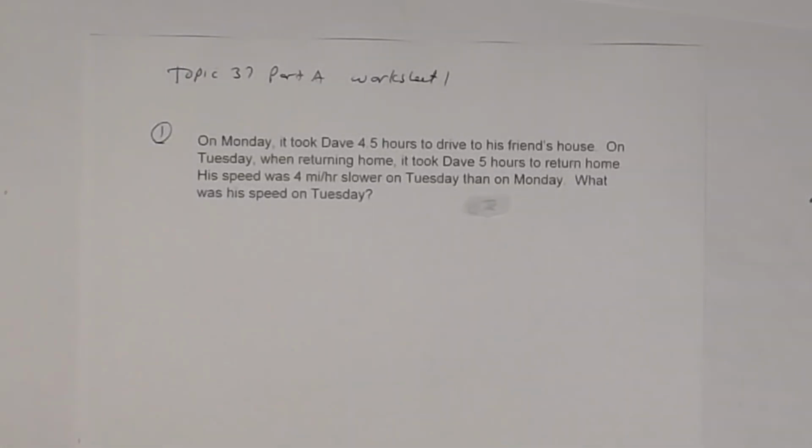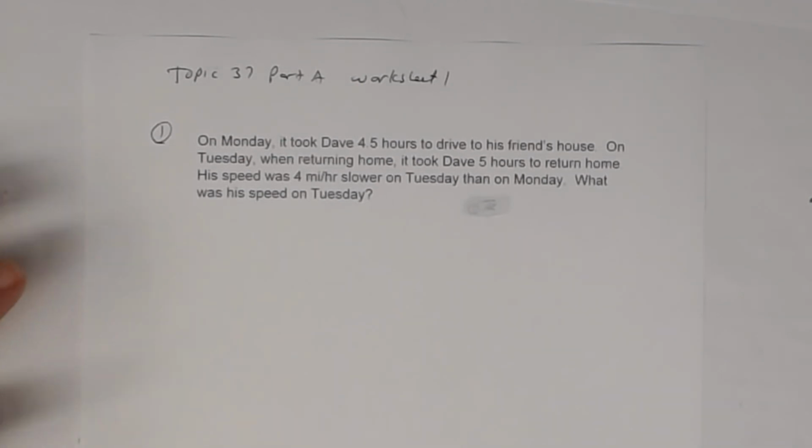So number one, you're told that on Monday it took Dave 4.5 hours to drive to his friend's house. And then on Tuesday, when he was returning home, it took Dave 5 hours to return home. His speed was 4 miles per hour slower on Tuesday than on Monday. What was his speed on Tuesday?